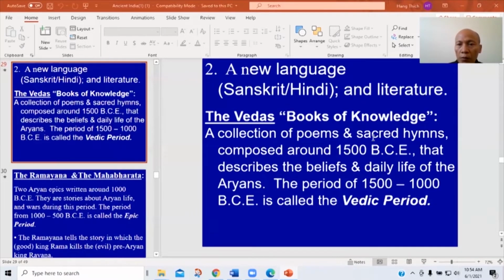And they developed what we call Sanskrit, the new language, as well as literature. They brought with them what we call the Vedas, the books of knowledge. They are a collection of poems and sacred hymns composed around 1500 BC that describe the beliefs and daily life of the Aryan people. So between 1500 and 1000 BC was called the Vedic period.